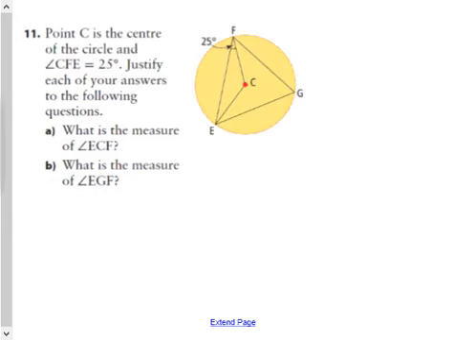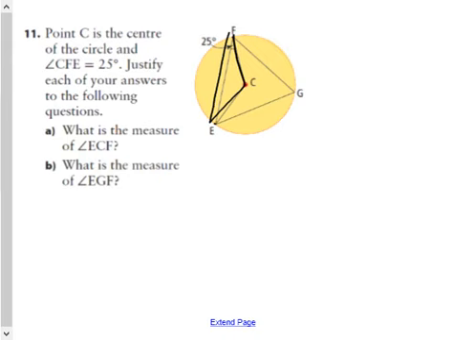Question 11 says point C is the center of the circle, and angle CFE is 25 degrees. Well, here we have a different one, but it's kind of like the last question we just did. What is the measure of angle ECF, or the central angle? Well, interestingly enough, we don't have inscribed or central angles here. We're not really using that, but we are using this black triangle right here. What kind of triangle is that?